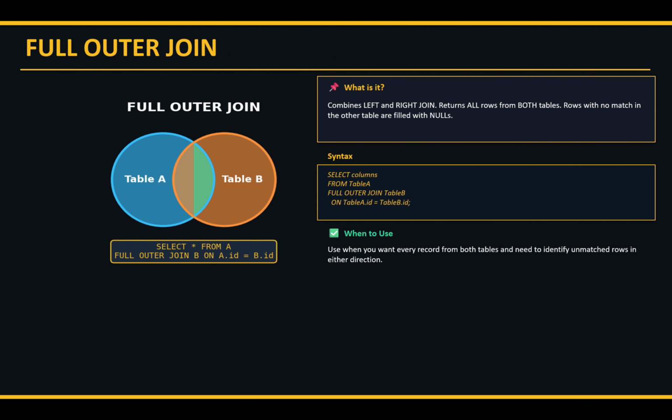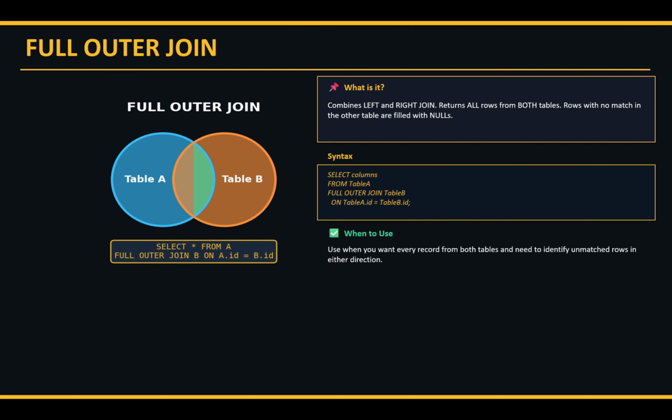All right, FULL OUTER JOIN. This is another common join you will see. With the full outer join, what it does is combine the left table and the right table. It basically combines the left join and the right join and returns all rows from both tables. Rows with no match in the other table are filled with nulls. So take table A and table B and imagine them all together. That's all it does.